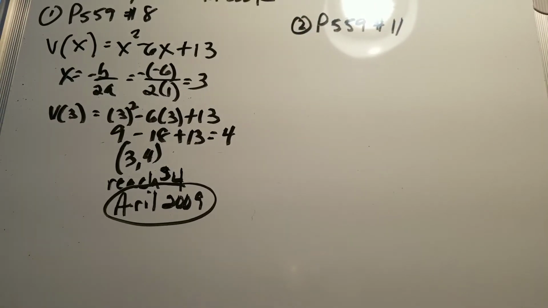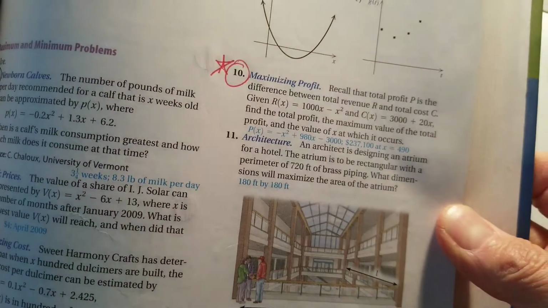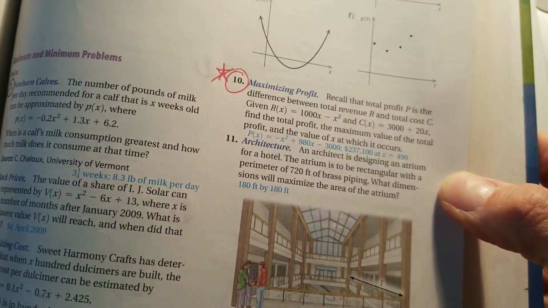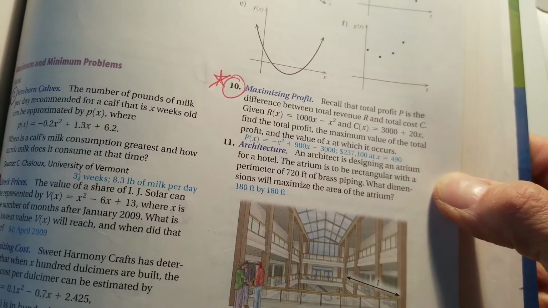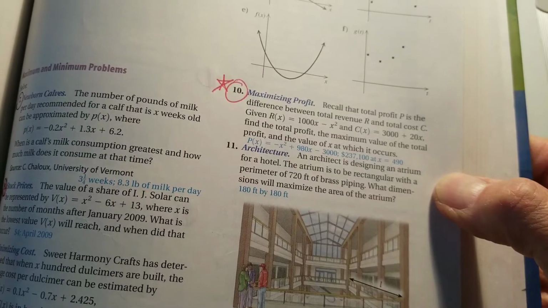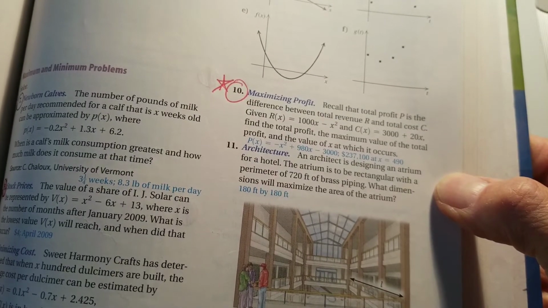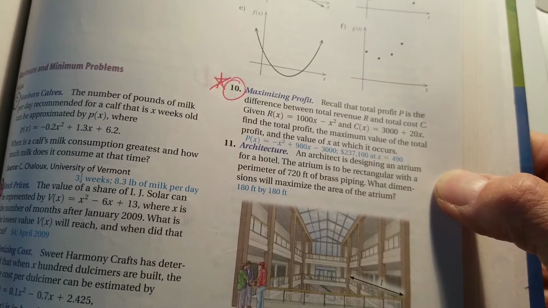Okay, the next problem that I wrote down is number 11. Okay, I'm going to show you number 11. Here's number 11. Architecture. An architect is designing an atrium for a hotel. The atrium is to be rectangular with a perimeter of 720 feet of brass piping. What dimensions will maximize the area of the atrium?